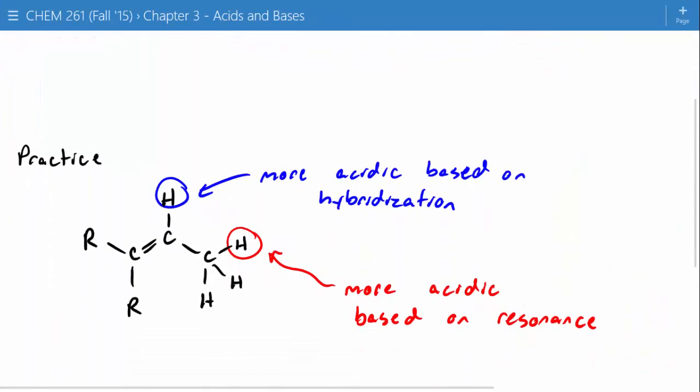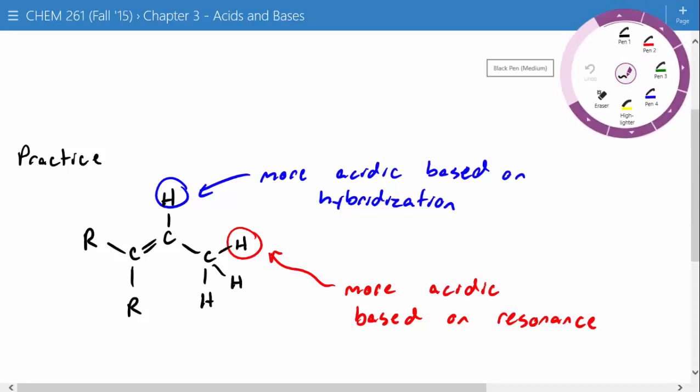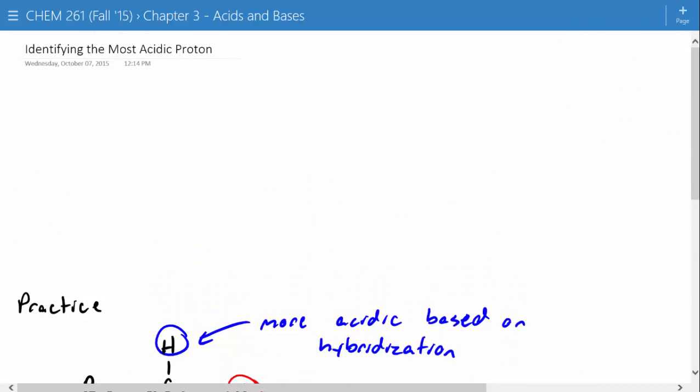So yesterday we left with this molecule. And what I was asking you guys was to predict which proton is going to be more acidic, the one circled in blue or the one circled in red. We had to rush out because we were running out of time. So I want to step back and address this in more detail. What we're going to do is identify the most acidic proton in a variety of different molecules. But I'll show you a couple hints first.